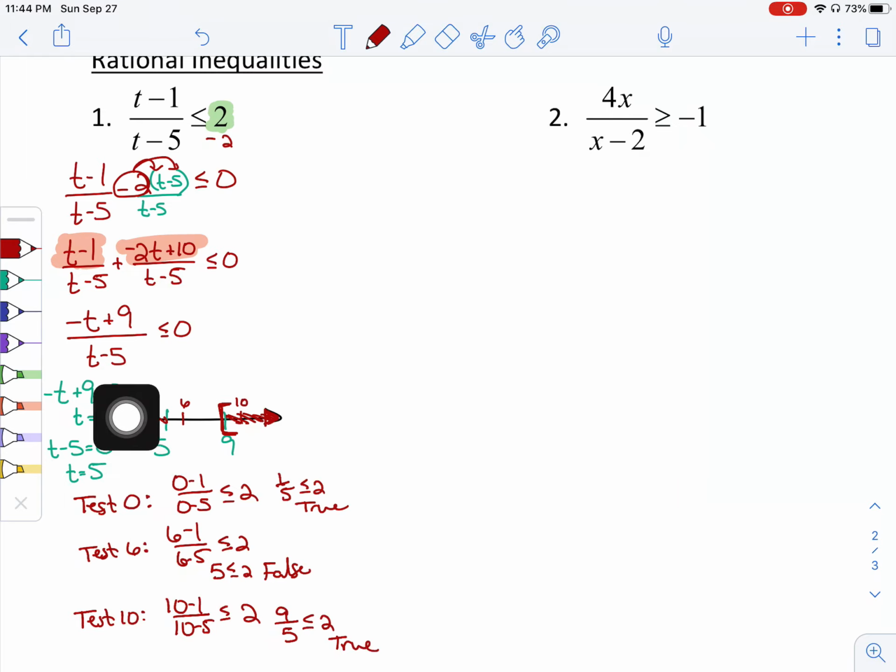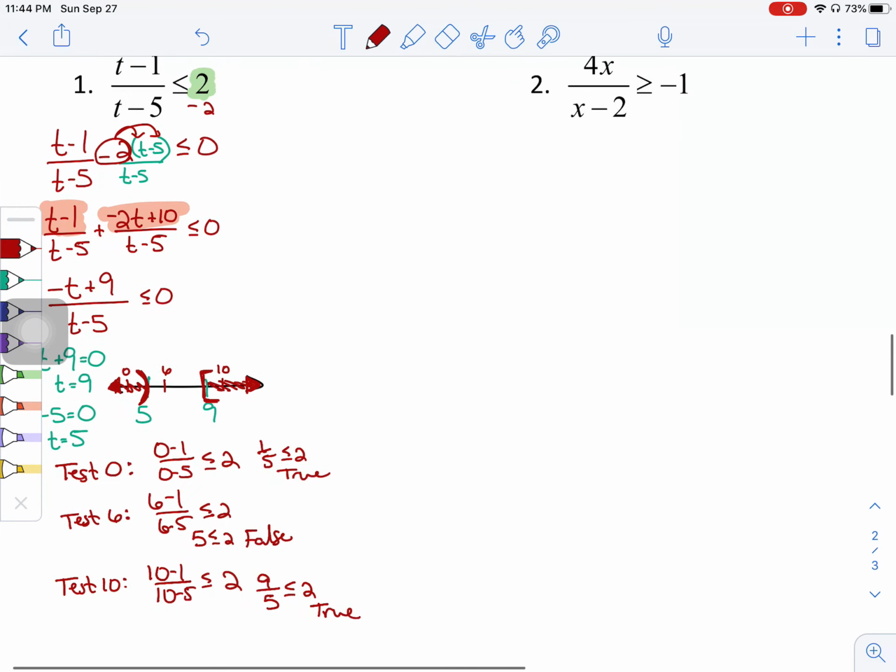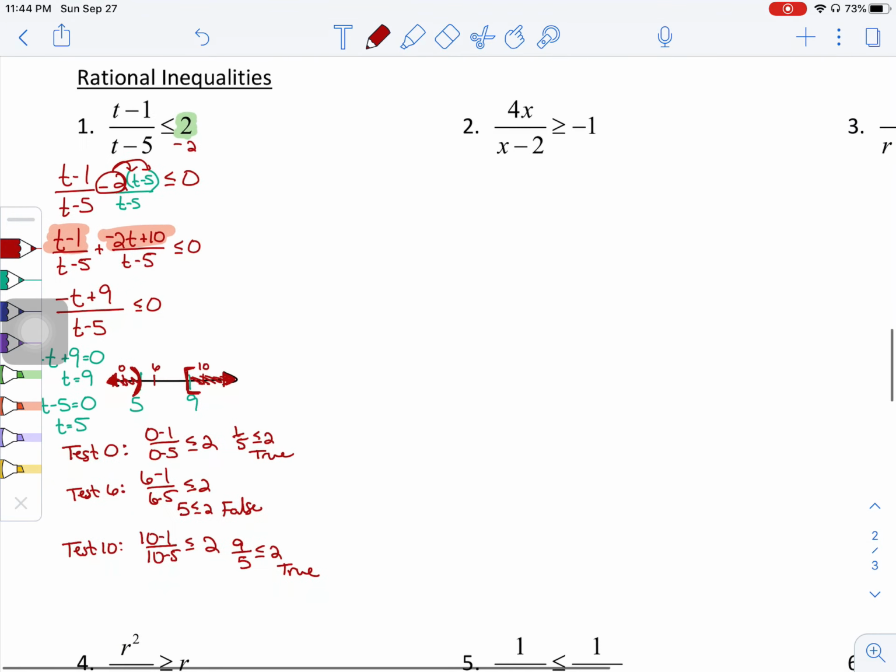Okay, if I put 5 in this original problem back here, right, 5 minus 5 is 0. You cannot talk to me about a fraction that's undefined. You can't say, well, undefined is less than 2. That does not have mathematical meaning. So t can be all the numbers up to 5, but it can't be 5 itself, so we're going to use a parentheses there. So please be careful that you recognize which one's which.